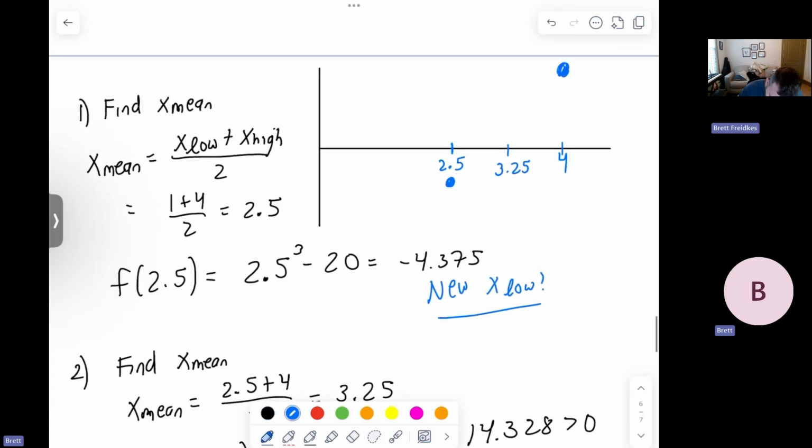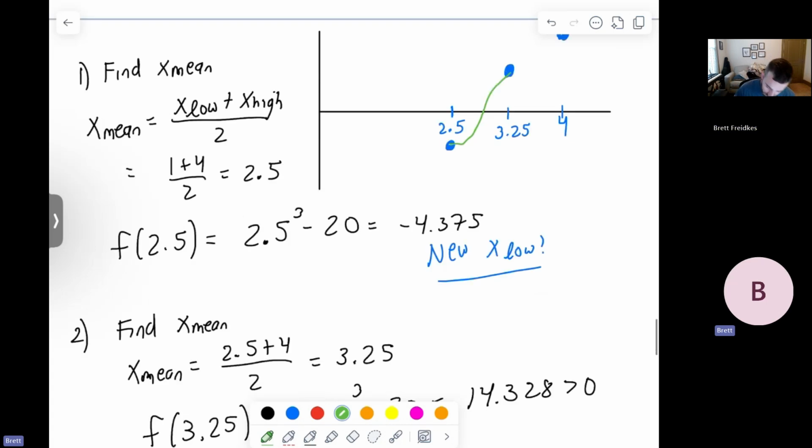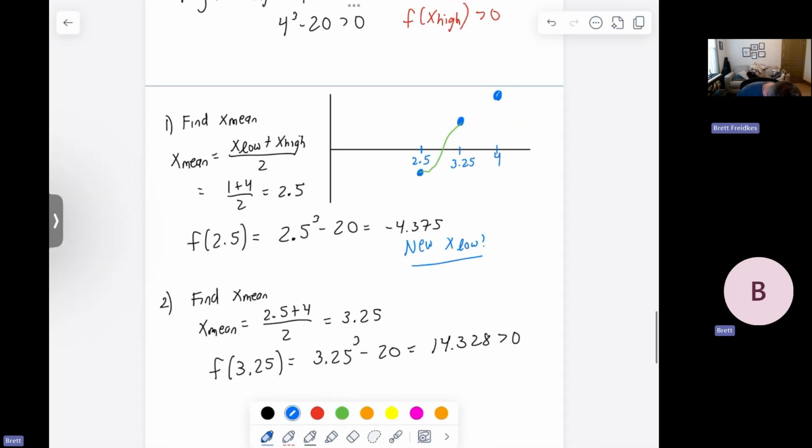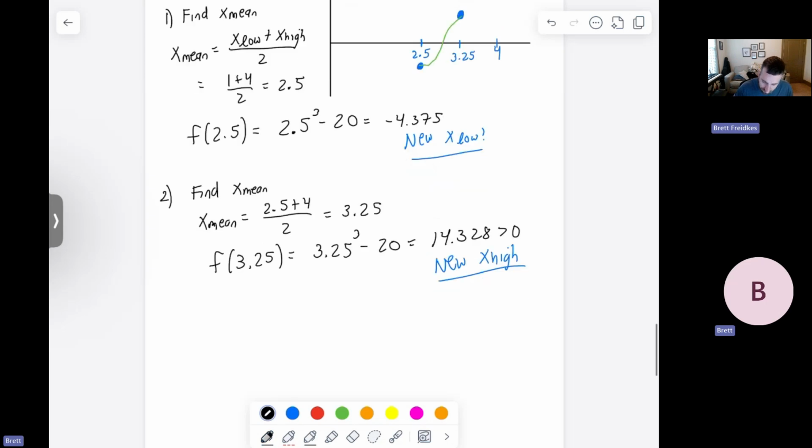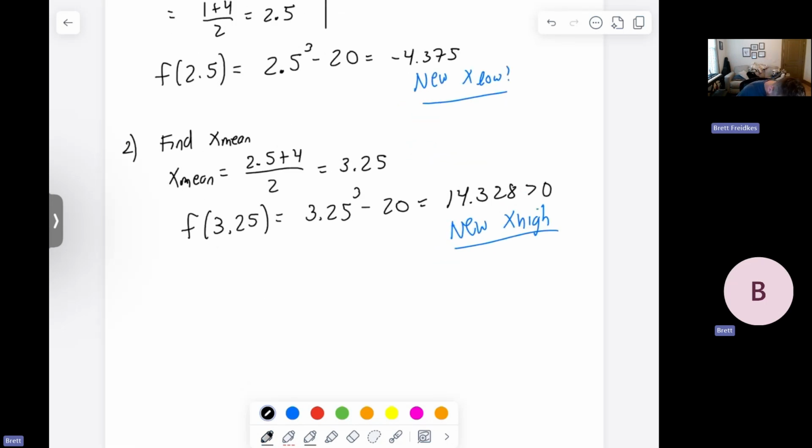Let's come back up here and draw where it's going to be. It's going to be right around here. Is that going to be our new x low or our new x high? Well, as I just said before, this is going to replace the 4. So this is our new x high. We'll go one more time just for practice.